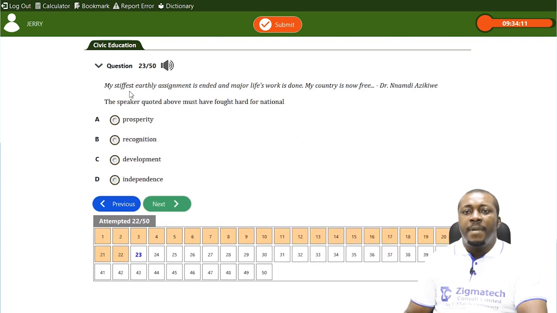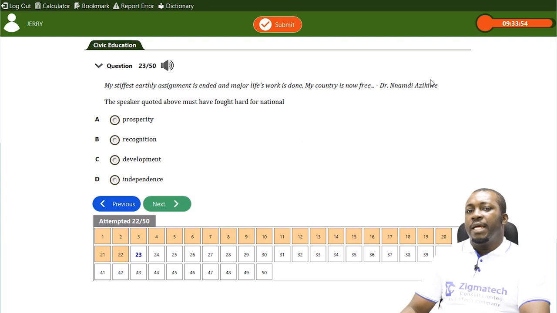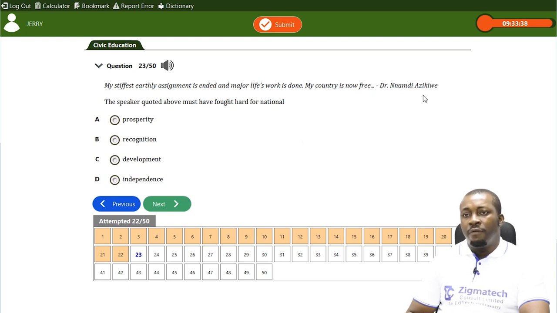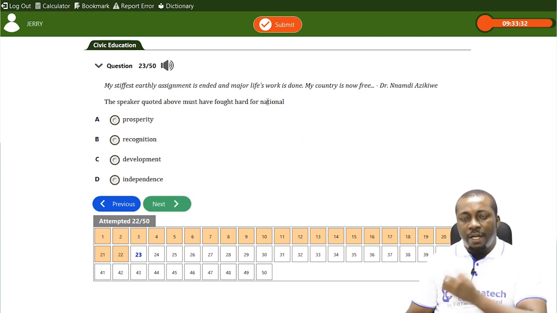This question says, "My stiffest earthly assignment is ended and the major life's work is done. My country is now free." Quote from Dr. Nnamdi Azikiwe. The speaker quoted above must have fought hard for national... Now, if you know Dr. Nnamdi Azikiwe, one thing about him we know very well is that he's one of the main nationalists that fought for the independence of Nigeria. So when he says, my country is now free, we are talking about national... He fought hard for national.